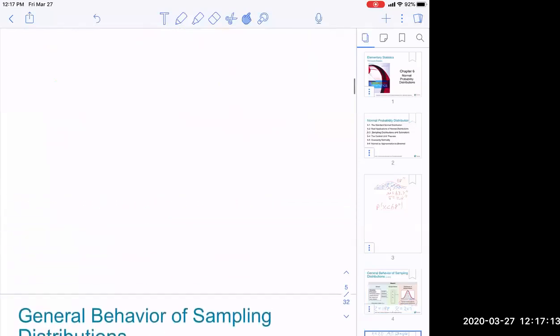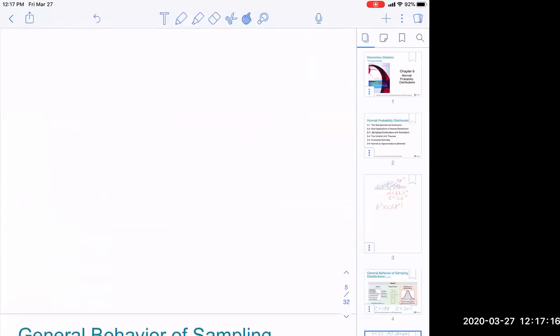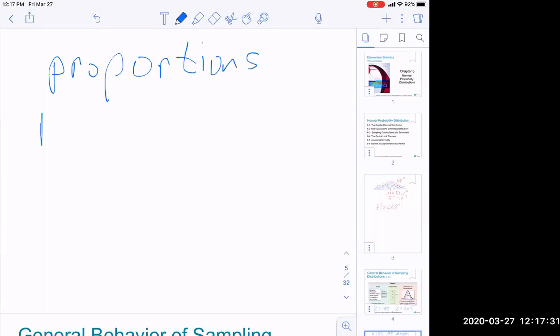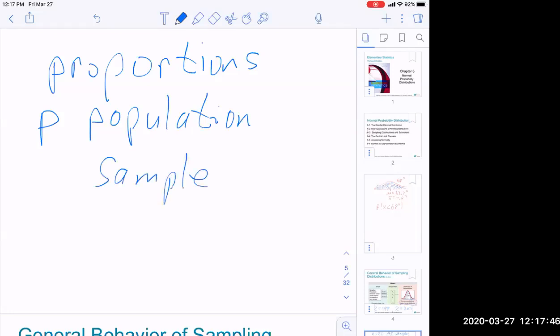Okay, I'm going to look at proportions now. And the author doesn't really introduce proportions until right now, which I always thought was strange. So I'm going to talk about the bears again, proportions. The proportion for a population is lowercase p. So this is for the population. And if we have a sample, lowercase p with a hat over it, p hat.